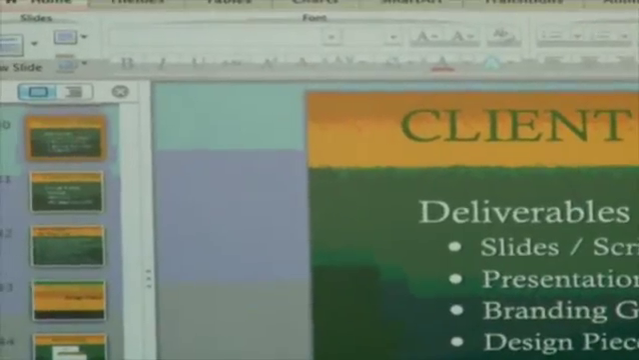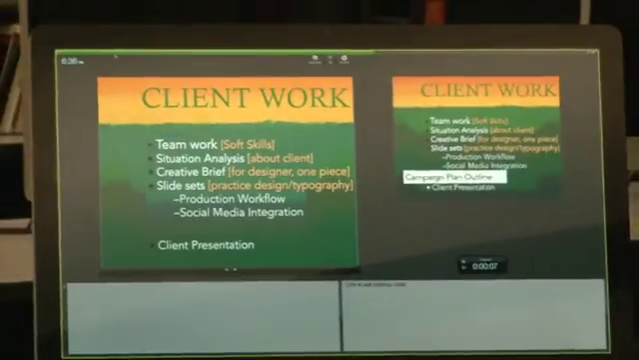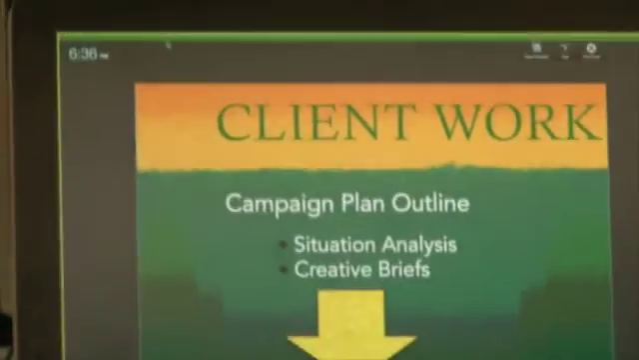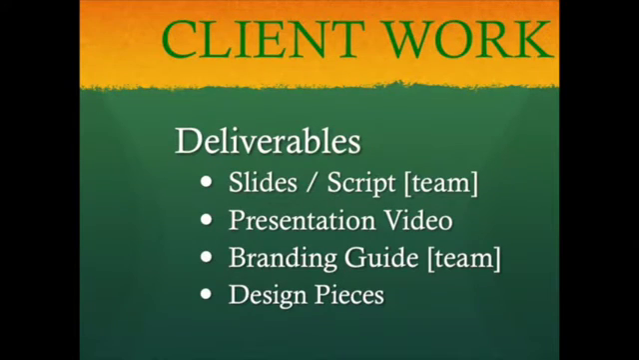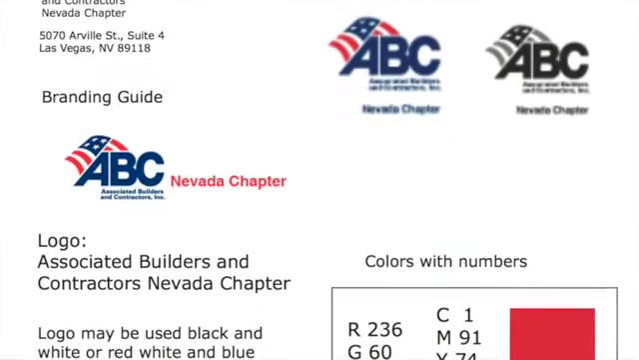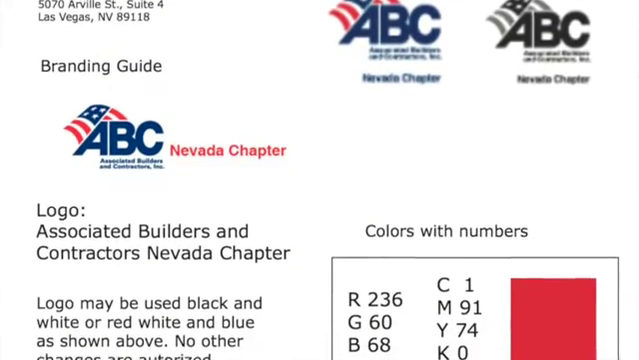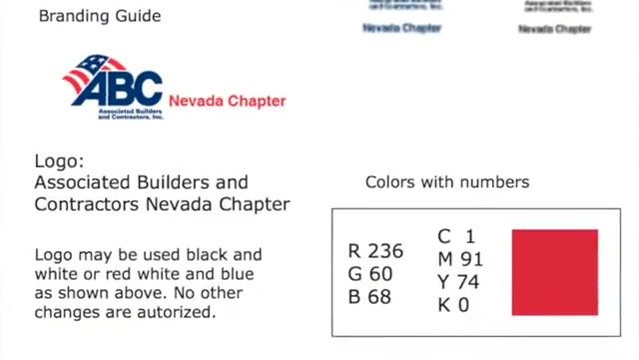Okay, so let me get back here to client work. We talked about this campaign plan and how you bring all these elements together. This branding guide is what your team is going to be producing. I went through what branding was and all these elements. They should be put on a single sheet, maybe two to three sheets of paper, describing what colors should be consistently used as part of the identity and branding.